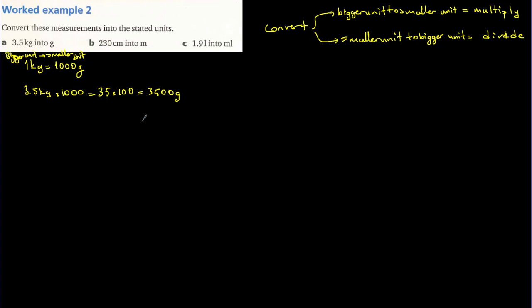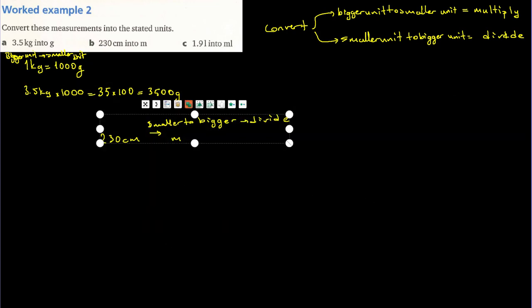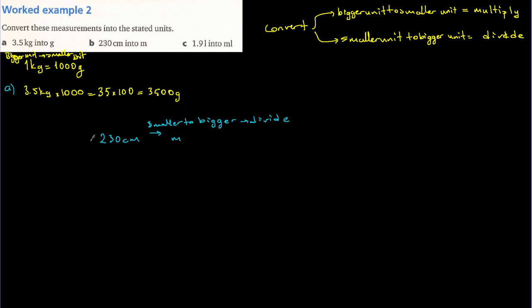Okay, 230 centimeters into meters we are going to do. 230 centimeters we are converting to meters. So this means smaller unit to bigger unit, which means we are going to divide. And I'm going to change the color here. This was the first exercise. This is the second exercise. Let's continue with that one.